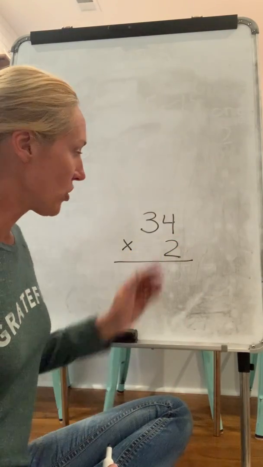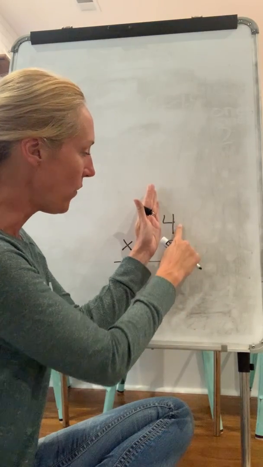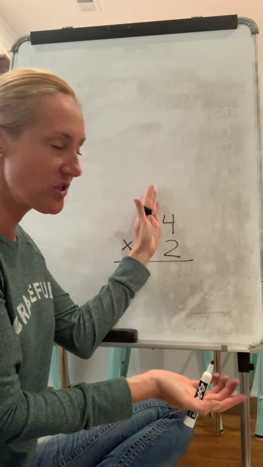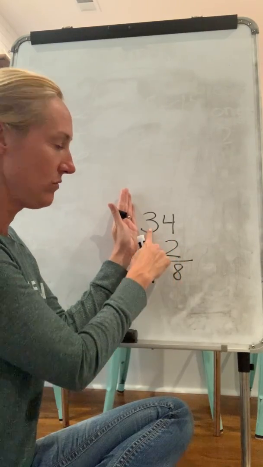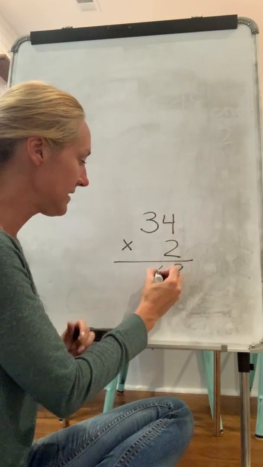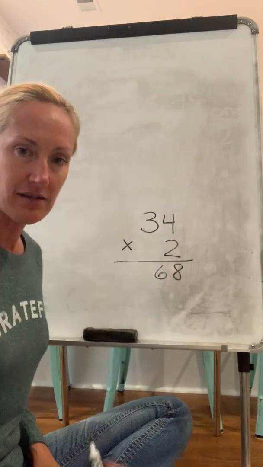Just like with addition, you're going to start with your ones. 4 times 2. What is 4 times 2, Miss Lane? 8. Dexter, what is 3 times 2? 6. The answer is 68.